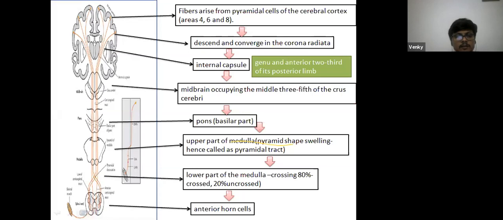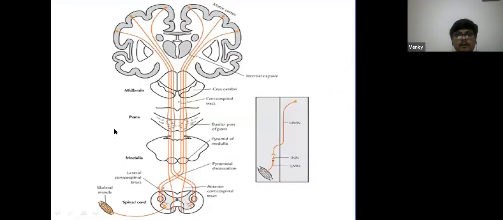This is the anterior horn. Contralateral anterior horn. So the right side corticospinal tract supplies the left side musculature. So, contralateral supply. Similarly, the left corticospinal fibers supply the right side musculature. See, what I said is the left side supplies the right side. Okay.